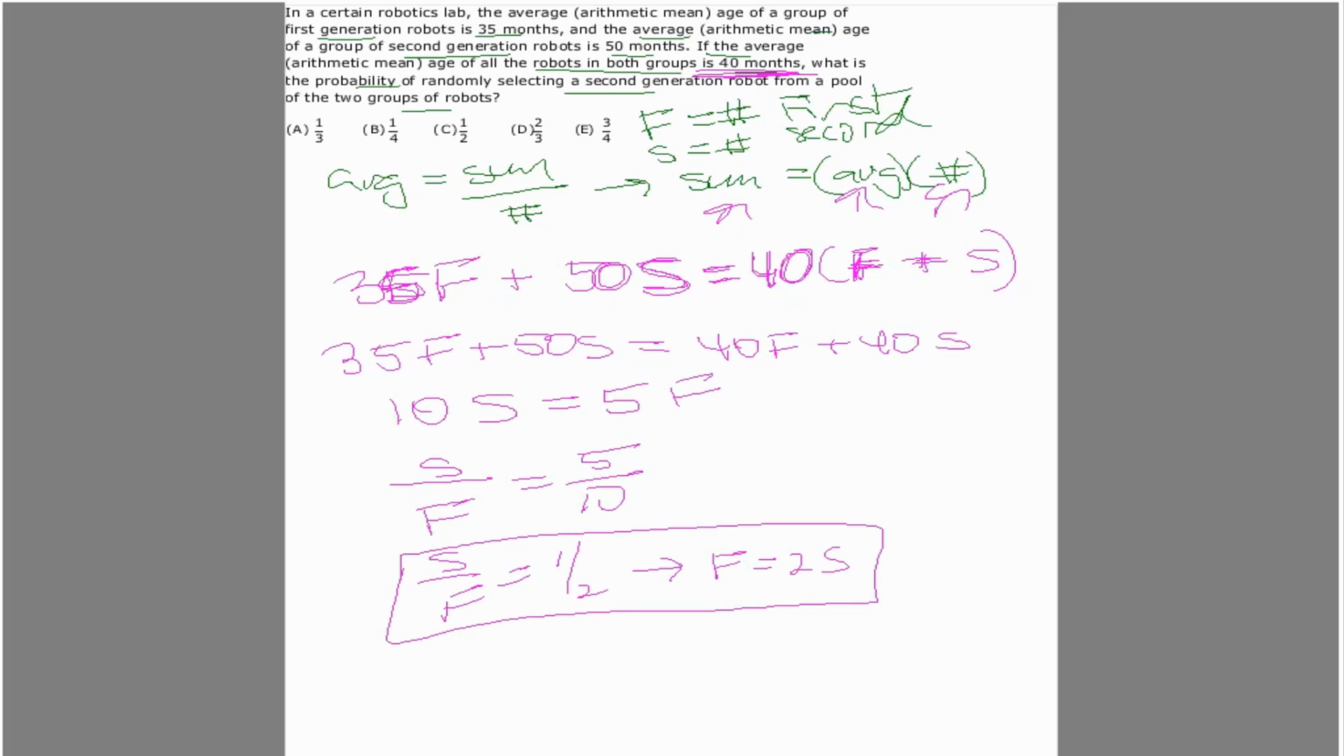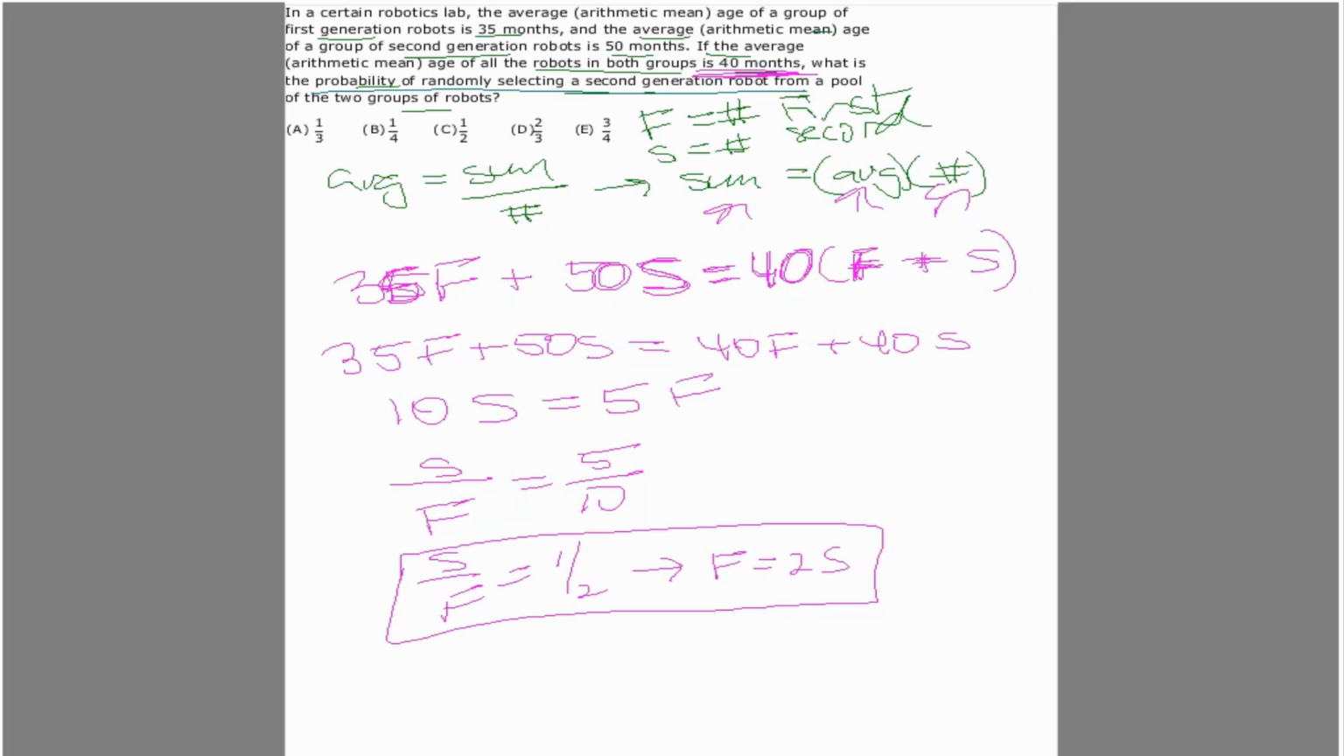Now, if this were a data sufficiency question, a lot of students would say it's insufficient, and because it's a problem-solving question, a lot of students don't get it right because they say, well, I don't know what to do from here. But if you think about it, what are they looking for? They're looking for the probability of randomly selecting a second-generation robot. Well, probability is just a ratio, right, of the favorable outcomes divided by the total outcomes. So what are we looking for?